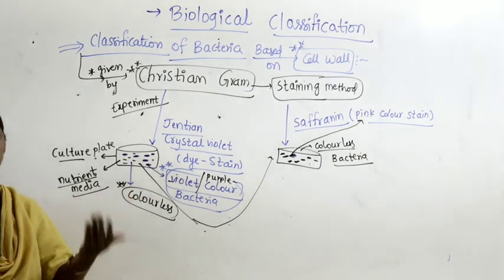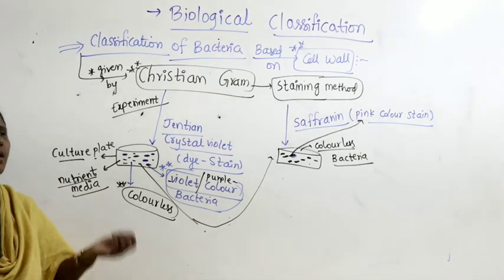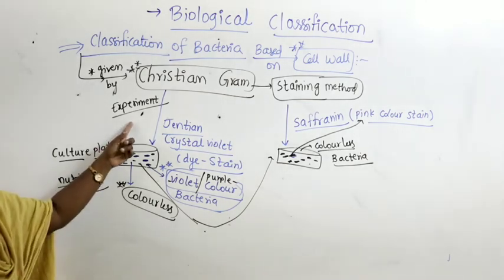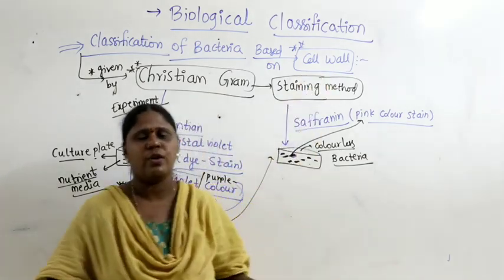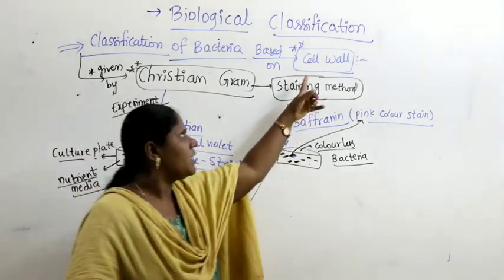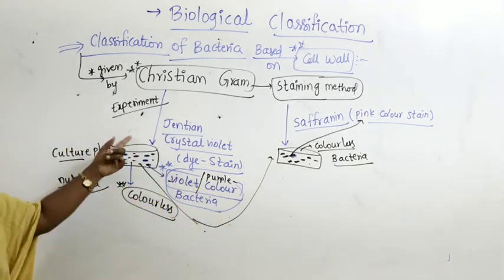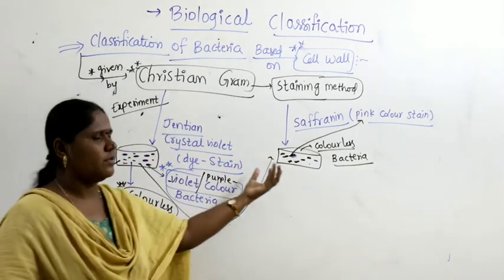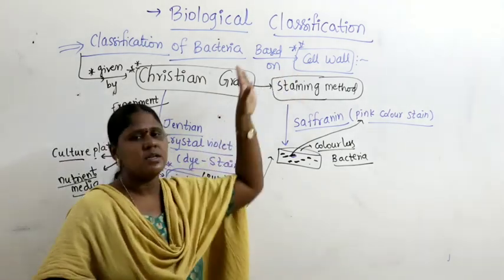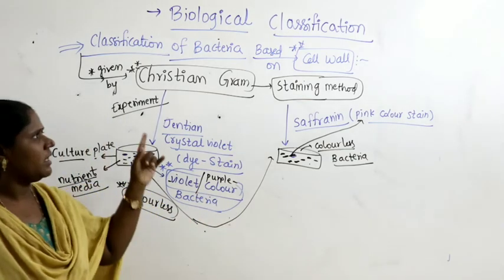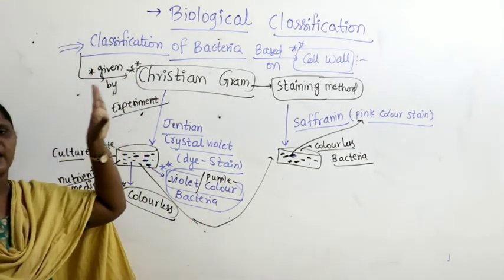That means there is a variation in the bacteria. Where there is a variation, finally with the help of experiment he was able to identify that the variation is occurring in the nature of the cell wall. Some bacteria could take crystal violet dye and some can take safranin. The variation is occurring because of the nature of their cell wall. Now based upon the nature of the cell wall, he gave the classification of bacteria.